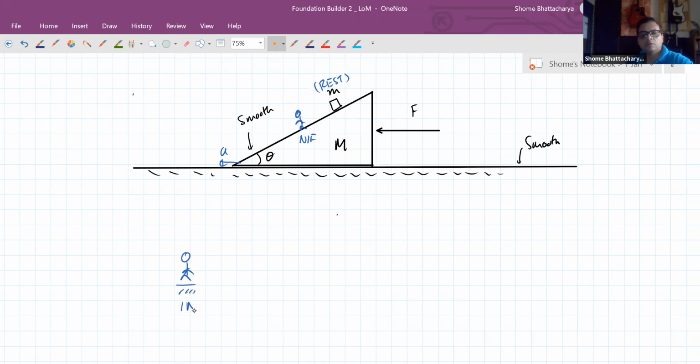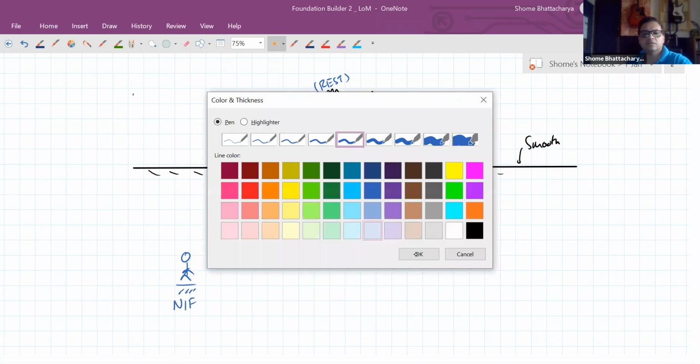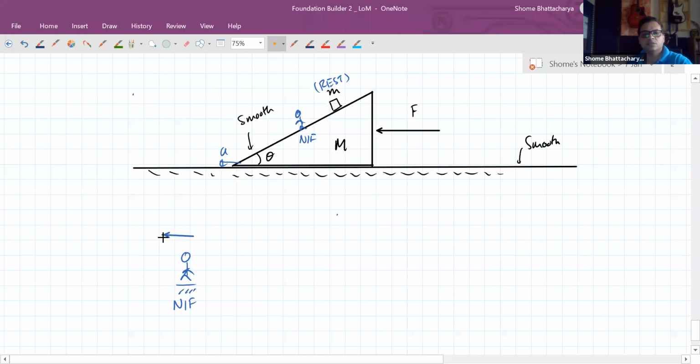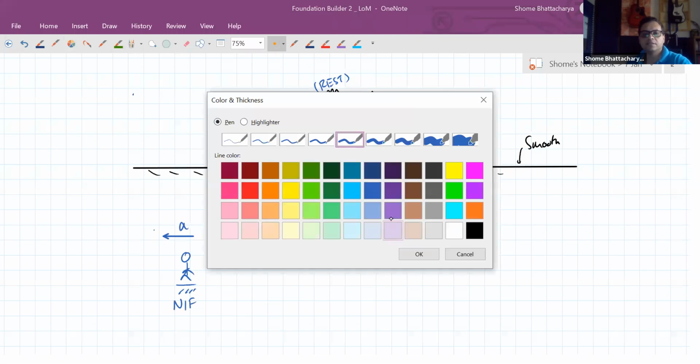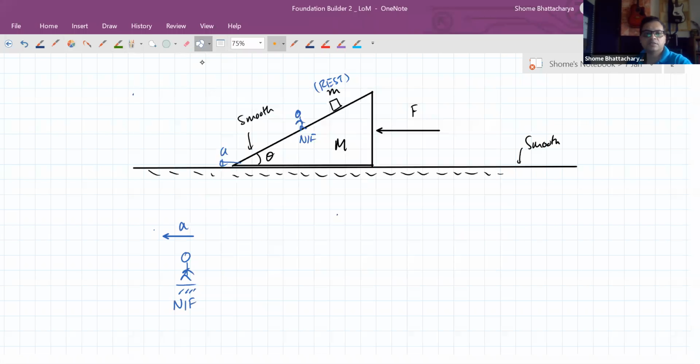Now I don't know right now how much the acceleration is, but I know the direction of the acceleration. This non-inertial frame has a horizontal acceleration towards the left of some value A. I don't know as of now how much that acceleration is. I have to calculate that for the condition for this block to remain at rest.